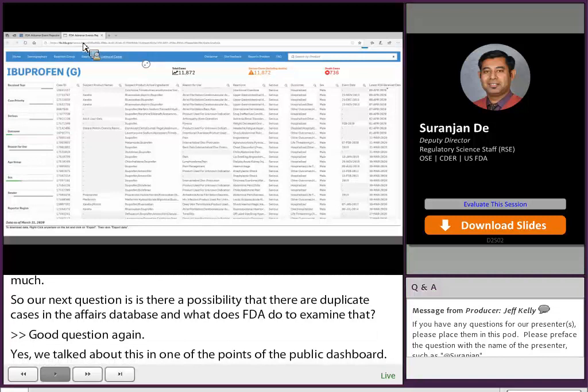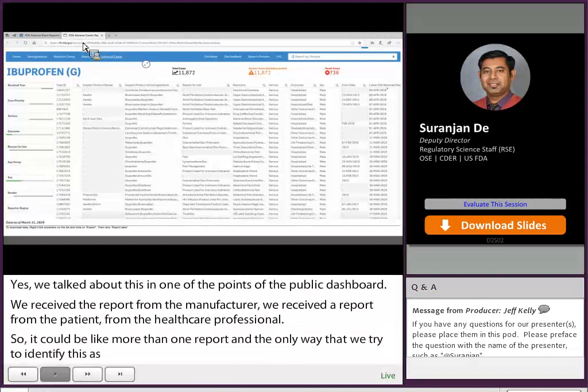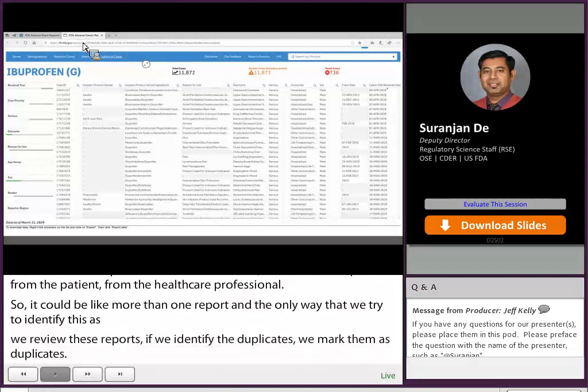And the way that we try to identify this is, as we review these reports, if we have identified these duplicates, we'll mark them as duplicates. But we also do some kind of deduplication algorithm, which is run during our data mining to identify duplicate reports and then use the appropriate case series based on that.